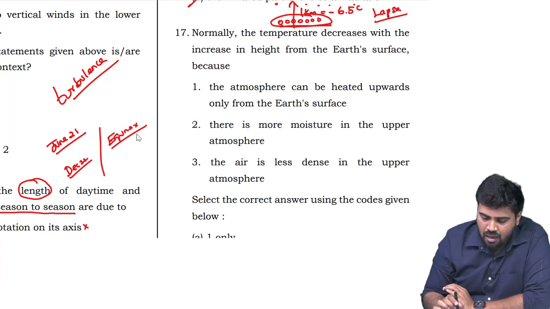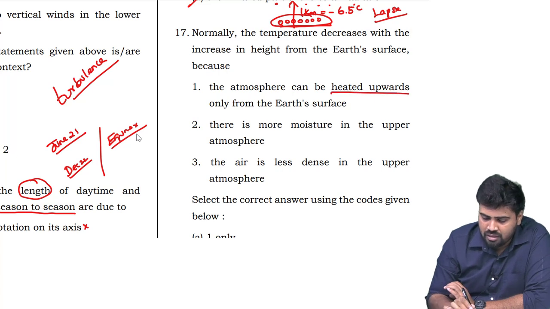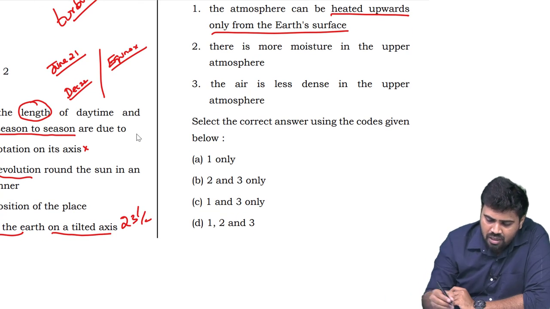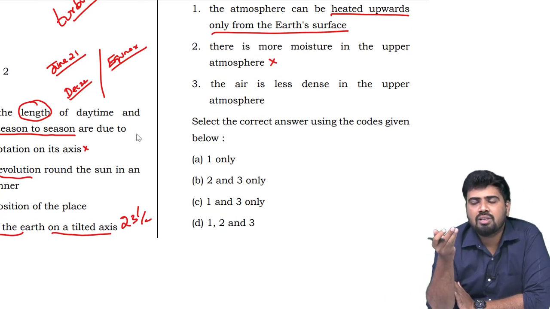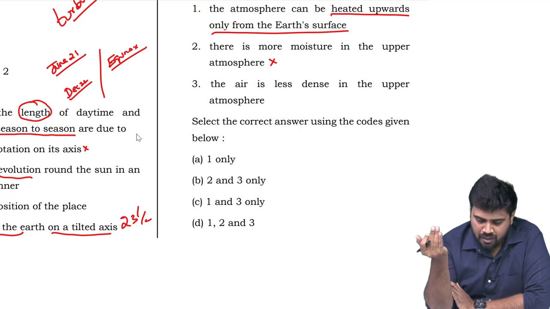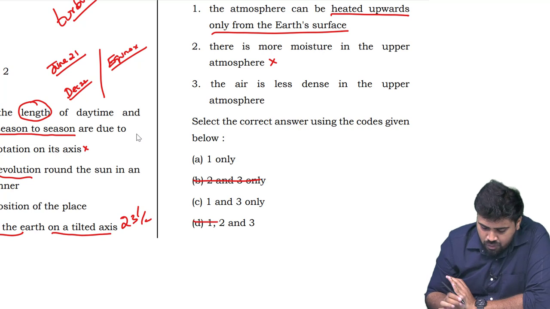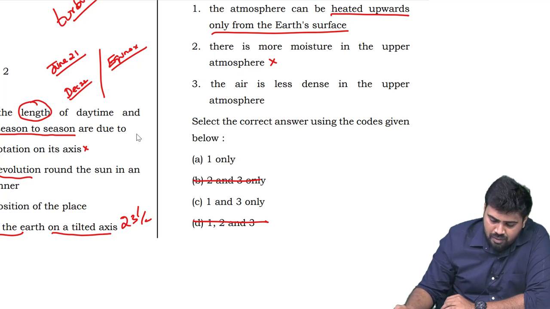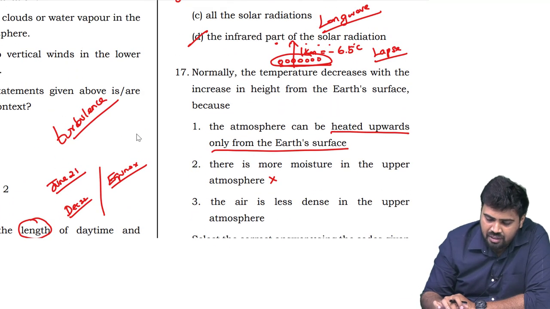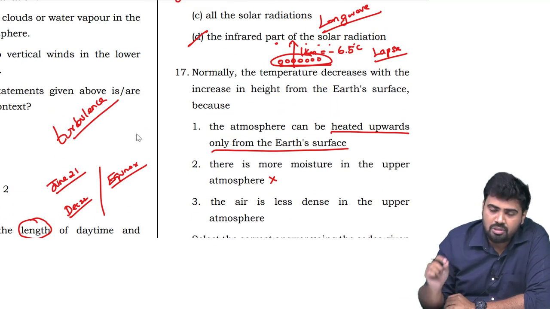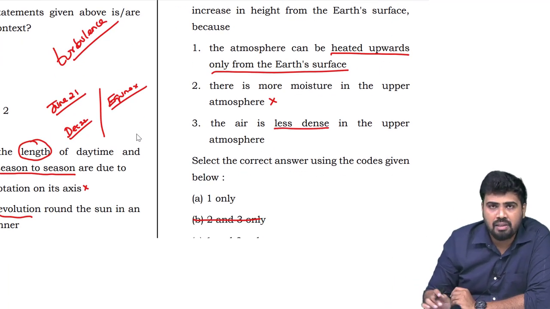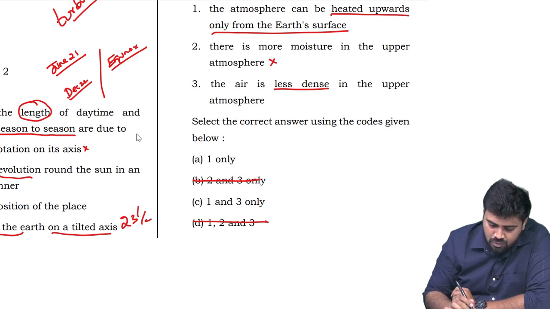So air molecules have high density at the ground surface compared to higher altitude. Now back to the question: the atmosphere can be heated upwards only from the earth's surface. Yes, it is true. 17. Next statement, there is more moisture in the upper atmosphere. Actually, there is more moisture in the lower atmosphere compared to the upper atmosphere. So the second statement is wrong, and two options can be eliminated. The air is less dense in the upper atmosphere. Yes, at the ground surface we have a high density of air molecules, at higher altitudes scattered air molecules, less density. So the third statement is definitely true. So the option is C.